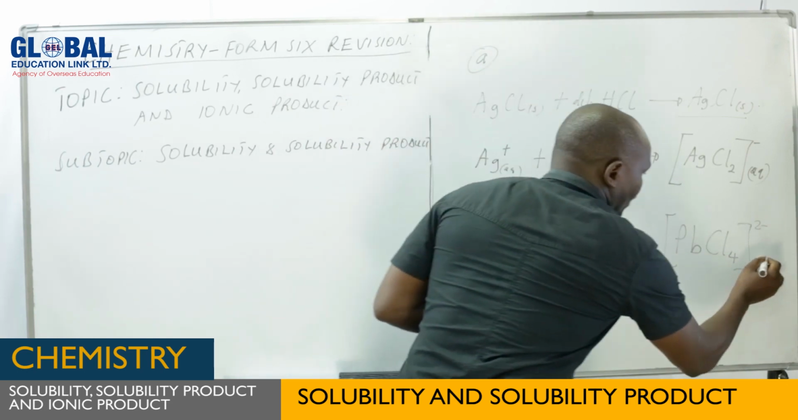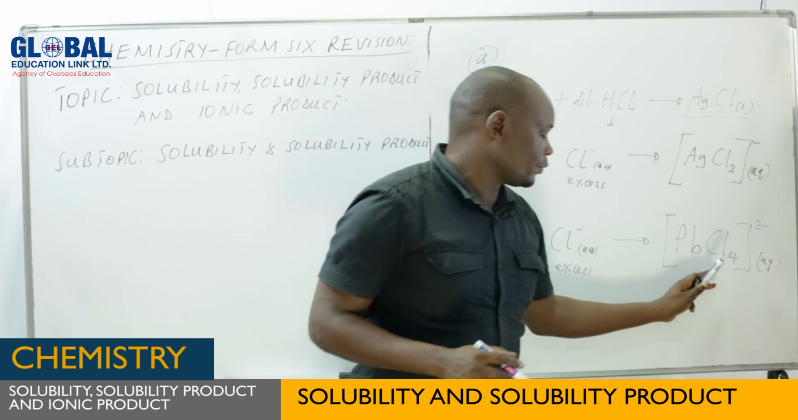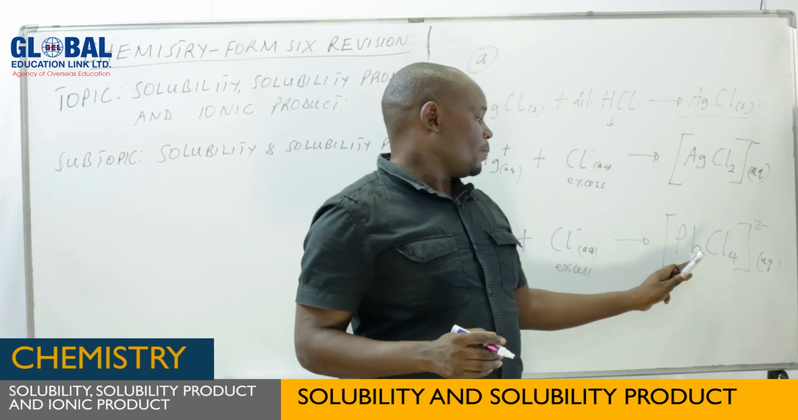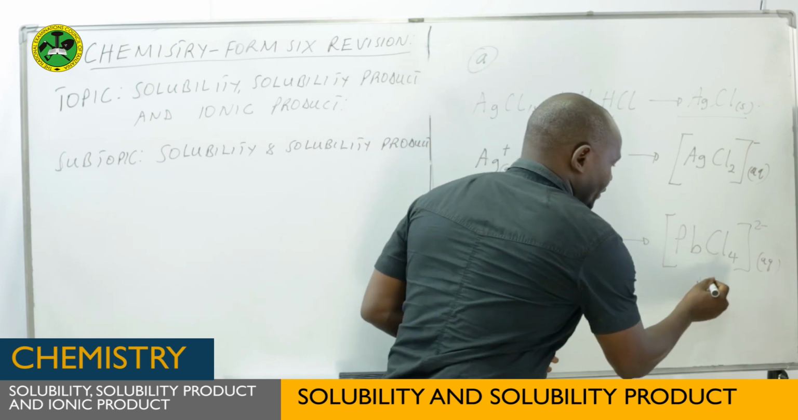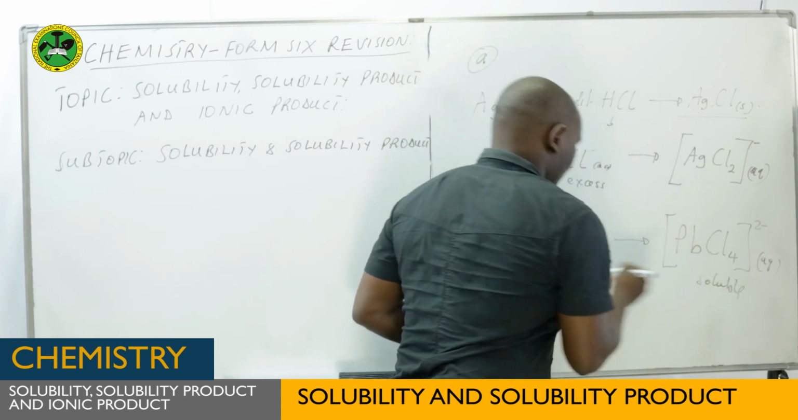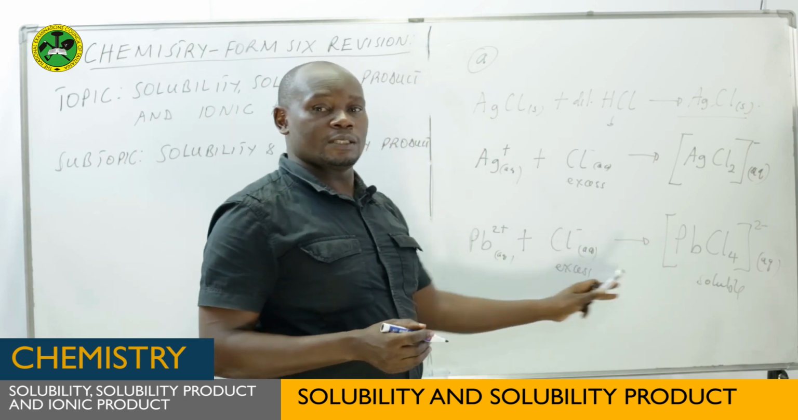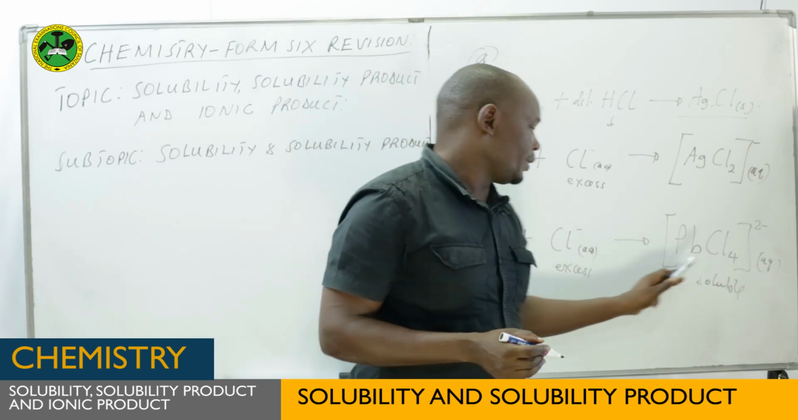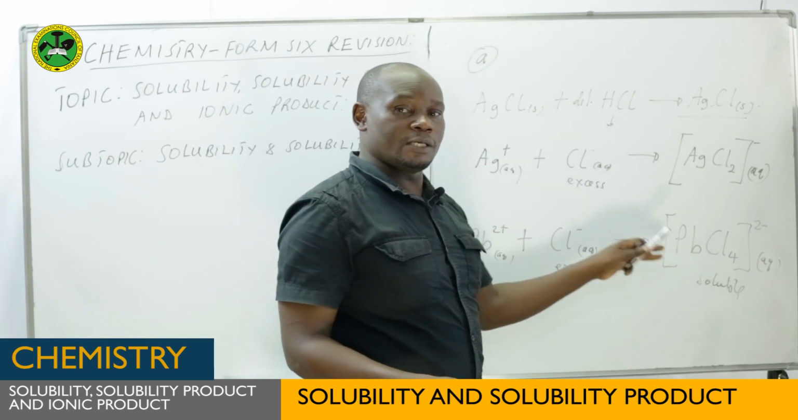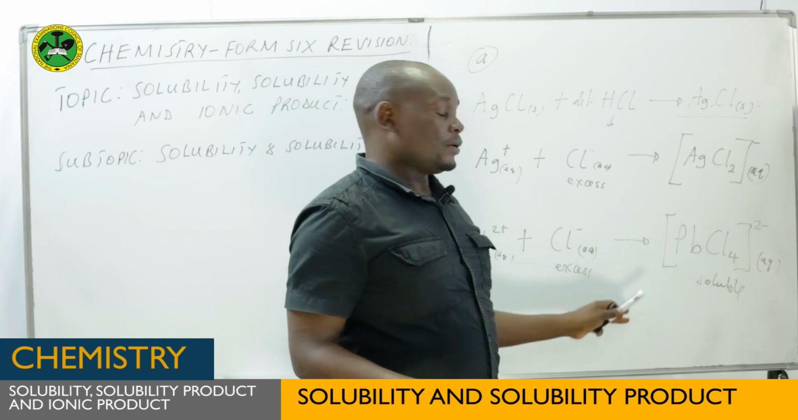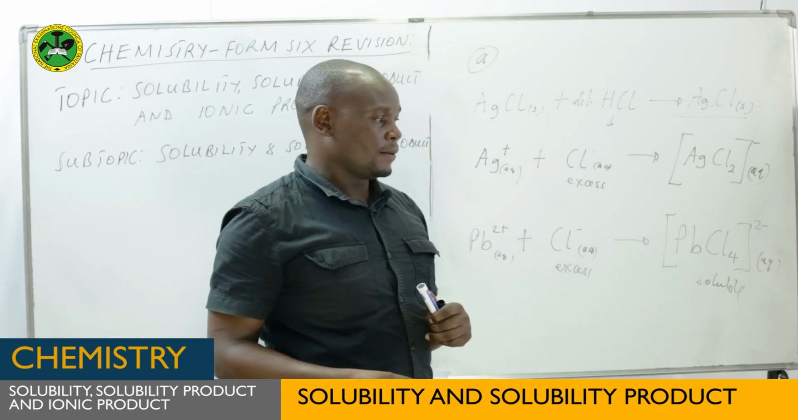The product is aqueous. It leads to the formation of tetrachloroplumbate(II) ions, which is our complex compound, and it is soluble. This happens when it is in concentrated hydrochloric acid. So the solubility of lead chloride is increased. Lead chloride is soluble in that solution, but not soluble in pure water.